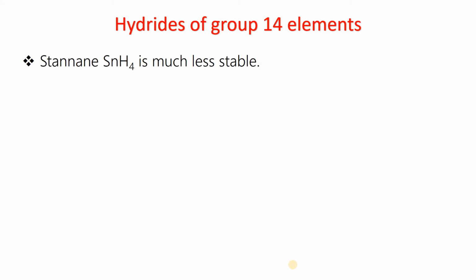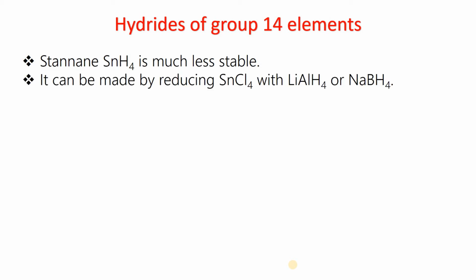Then the next member of the family after germanium is tin. Stannane, SnH4, is much less stable as compared to germane and silane. The stability decreases down the group. It can be made by reducing tin tetrachloride with lithium aluminum hydride or sodium borohydride. Either of the reducing agents works well with tin tetrachloride. It is a strong reducing agent.